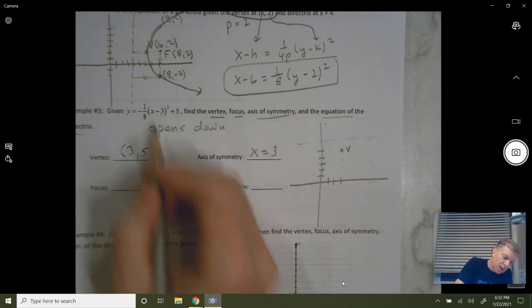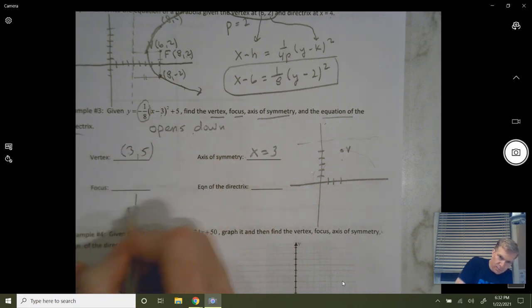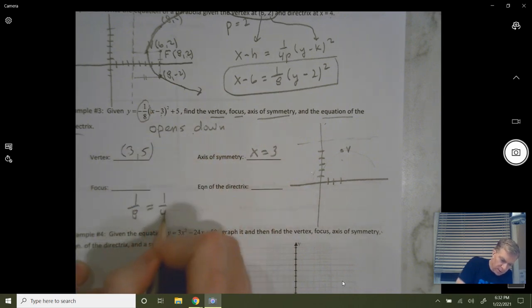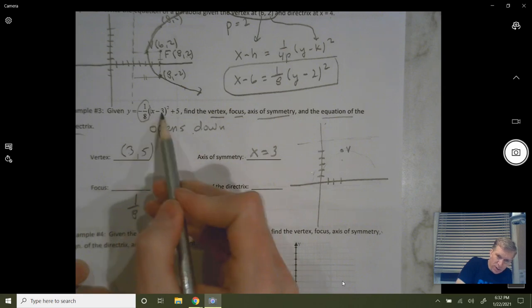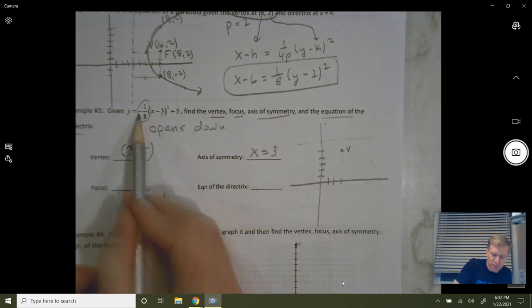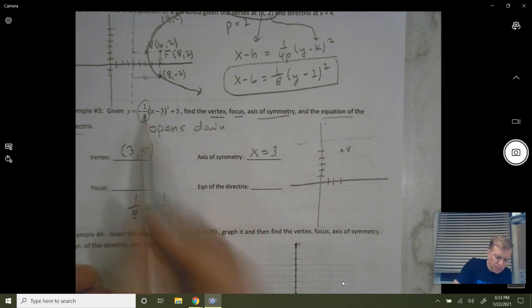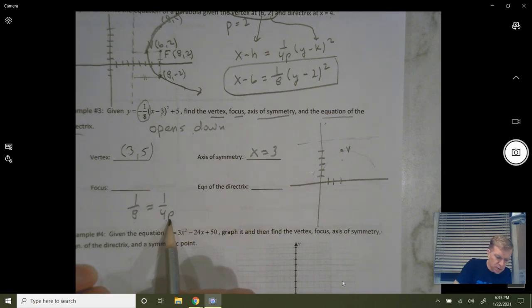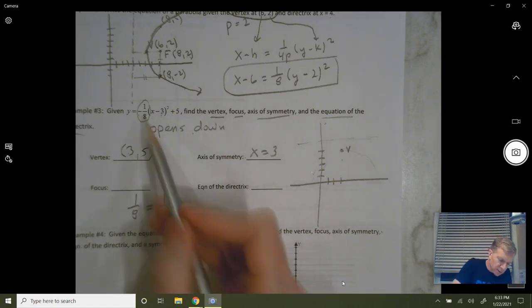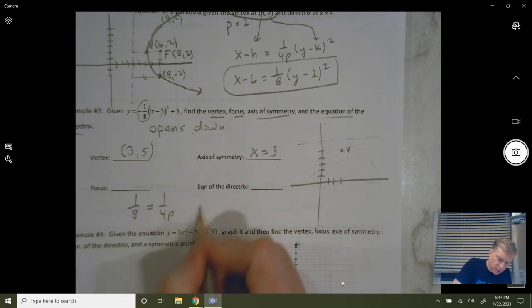So let's find p. Set 1 over 8 equal to 1 over 4p. Remember that the coefficient of your squared quantity is 1 over 4p. Notice I didn't make it negative. You can leave the negative if you want, but the p-value is a distance, so your p by definition should be positive. Some books will make p negative, so I don't really worry about that. You're just going to set this quantity equal to 1 over 4p, and you can see that p equals 2.